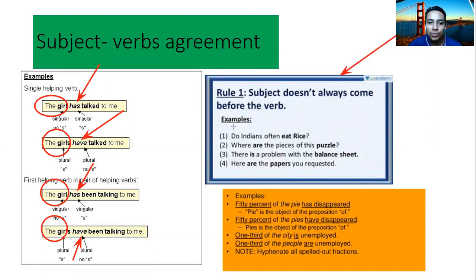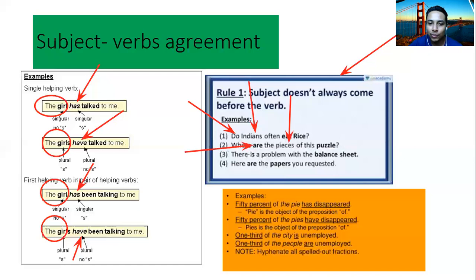The next box here. Subject doesn't always come before. Look at the situation. Do Indians often eat rice? Guys, look at it. Subject, Indians. If you have a question, the auxiliary is do. But why do? Because Indians is plural. Okay, teacher. Number 2. We are the pieces of this puzzle. Teacher, why do I have to use are? Because the subject is pieces.